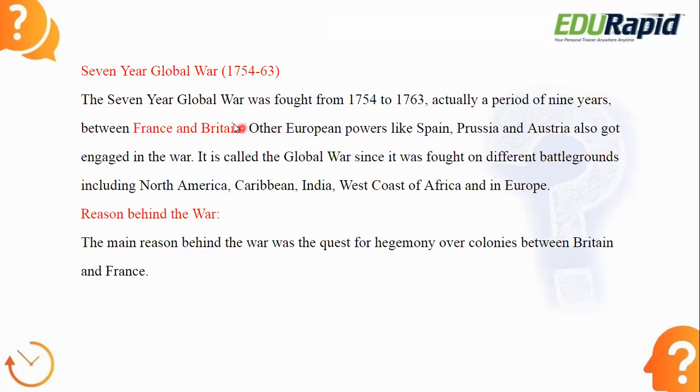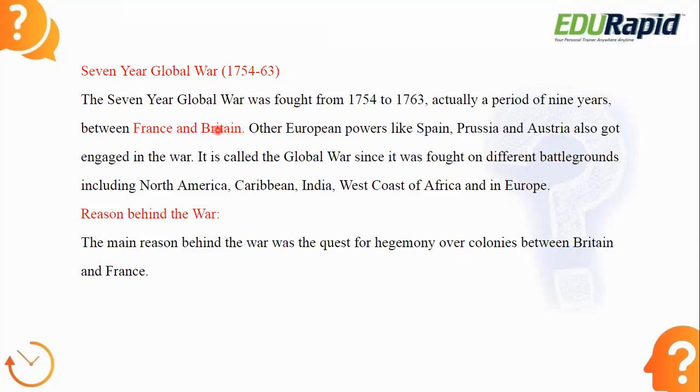Remember, these two main forces were there. One side France, an imperialistic country, and the other side Britain. Apart from France and Britain, other European countries were also involved, like Spain, Prussia, Austria, and in fact even India and many Asian countries also fought in the 7-year global war. That's why the name is global war, because it was not fought only between France and Britain. Many global countries and many different battlegrounds were included, so it is called the global war.